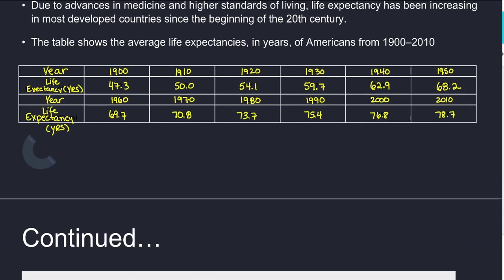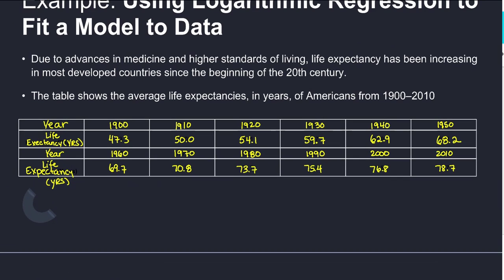So go back up here, and let me just kind of show you how you're going to do this. For 1900, you put in 1. For 1910, you put in 2. 1920, 3. 1930, 4. 1940 you put in 5, 1950 you put in 6, 1960 you'll put in 7, 1970 you'll put in 8, 1980 you put in 9, 10 for 1990, 11 for 2000, and 12 for 2010. And then the life expectancies would be the regular numbers.